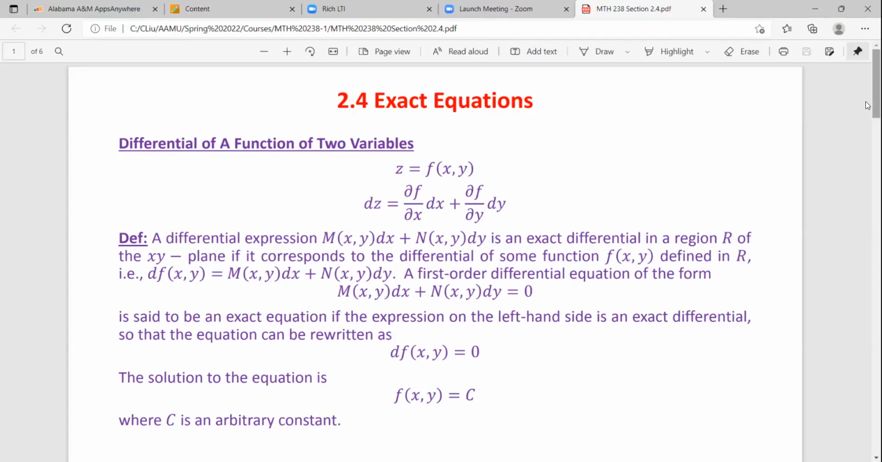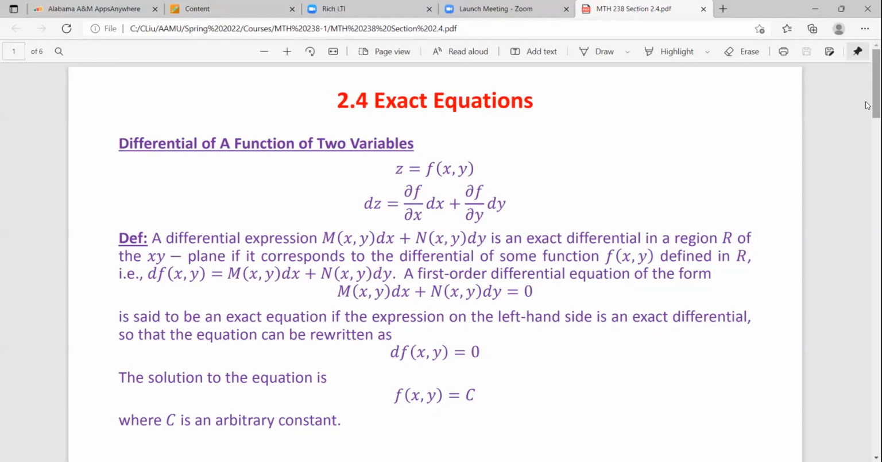So it is defined as dz equals. dz is again the notation for differential. So that is defined as the partial derivative of the function f or z with respect to x times dx plus the partial derivative of f or z with respect to y times dy. Okay, dx and dy are just the increments or differentials of x and y. So this time you got the partial derivatives. You got two derivatives, and so you will have two terms in the differential.